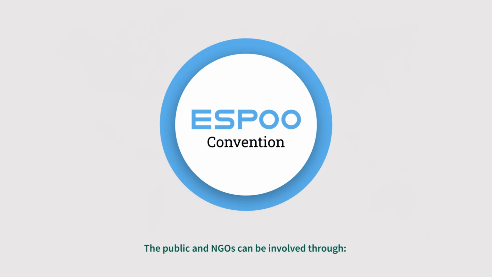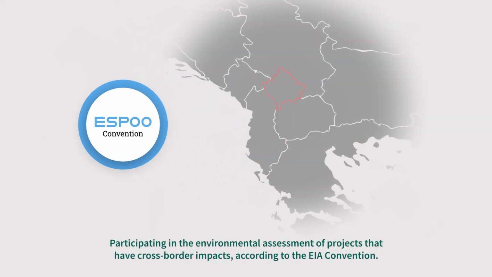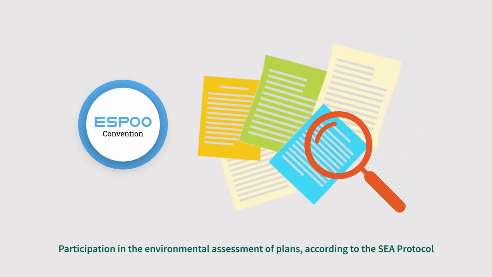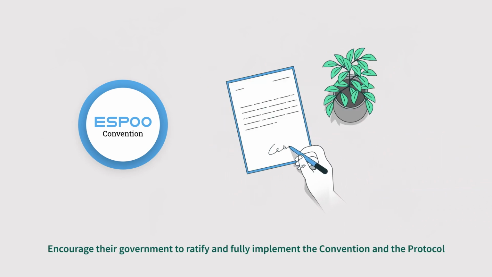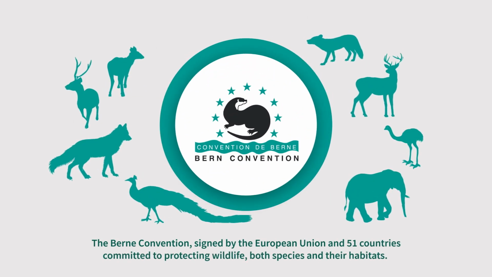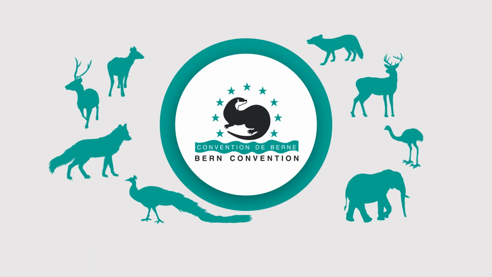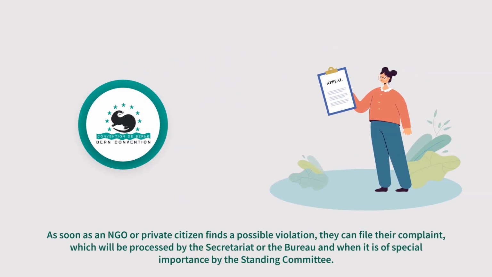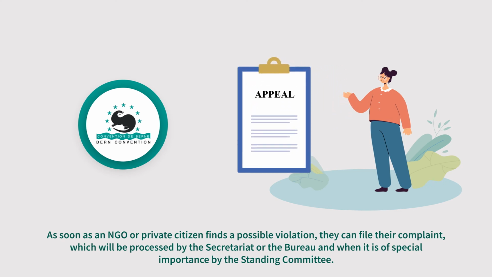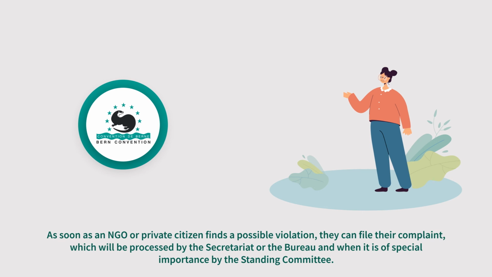The public and NGOs can be involved through participating in the environmental assessment of projects that have cross-border impacts according to the EIA Convention, and through participation in the environmental assessment of plans according to the SEA Protocol. Encourage their government to ratify and fully implement the Convention and the Protocol. The Berne Convention, signed by the European Union and 51 countries, is committed to protecting wildlife, both species and their habitats. As soon as an NGO or private citizen finds a possible violation, they can file their complaint, which can be processed by the Secretariat or the Bureau, and when it is of special importance, by the Standing Committee.